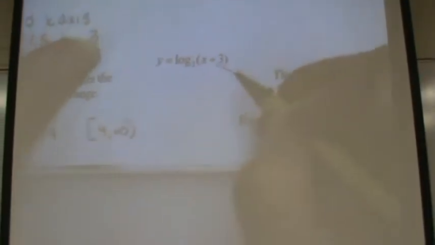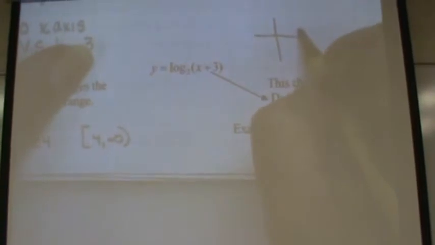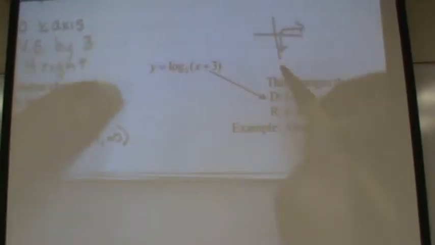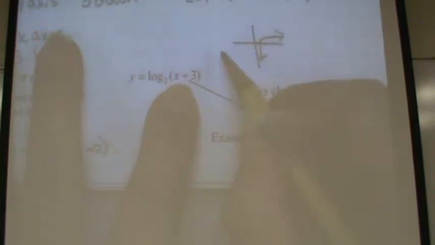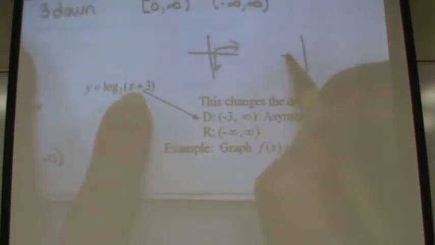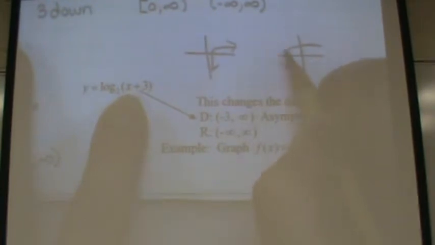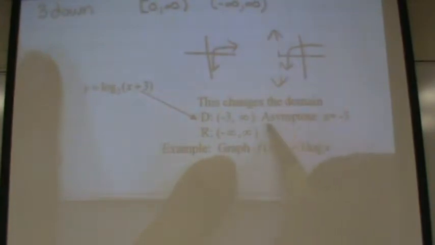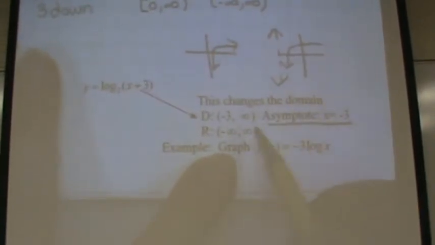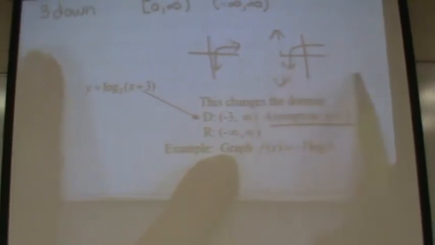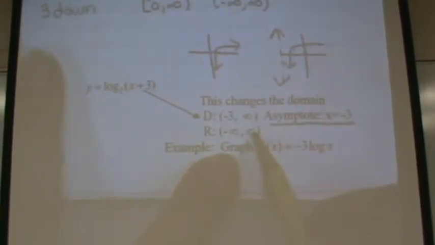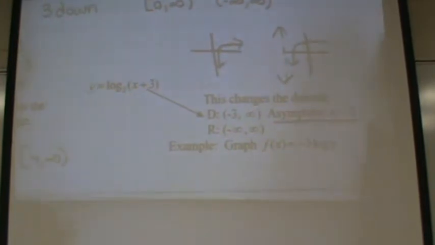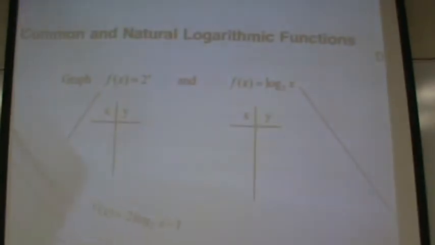Now for this one, the parent function would look like this. This is a shift 3 units left. So if you move this 3 units left, it looks like this, we now have an asymptote x equals -3, that's your asymptote. And your domain is going to change, it's going to be from -3 to infinity, and your range is going to be negative infinity to infinity, same. Okay? I want you to go to the next. This is an important question.